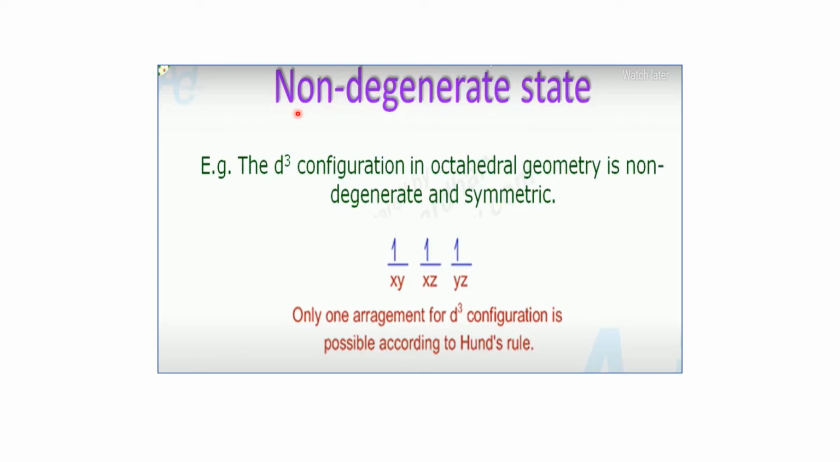Another term is non-degenerate state. Consider the case of d3 configuration in octahedral geometry. That is, 3 electrons can be arranged like this in the xy orbital, xz orbital and yz orbital. Only one type of arrangement is possible in the d3 configuration. That represents a non-degenerate state.